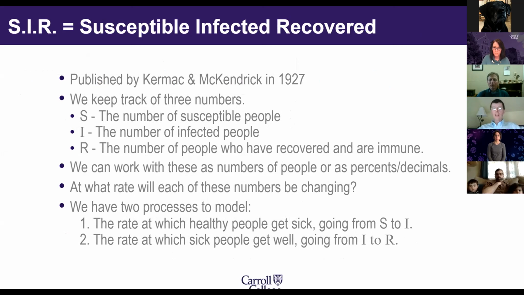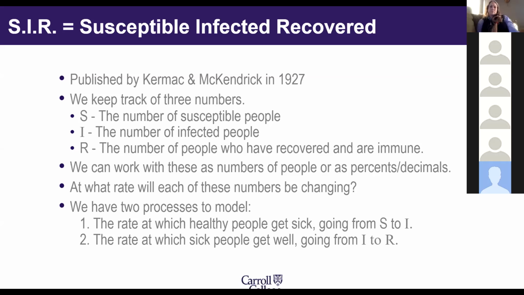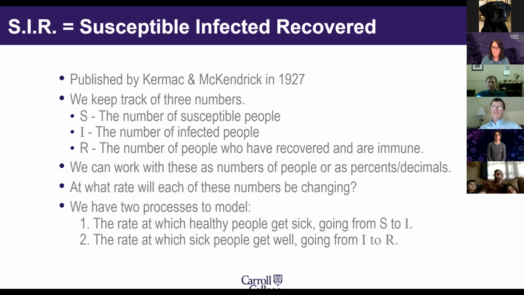This model was first published by a couple of Scottish researchers in 1927, and it has been used a lot. And again, the goal here isn't to predict exactly what happens. That's too hard. The world is big and messy and complicated, but perhaps we can gain some insight into what sorts of things are possible. So we take each person and we put them in one of these categories, and we can do this in terms of raw numbers of people or as percents or decimals. And then the real question is, well, how will these numbers change? How do we decide at what rate people are going to move from susceptible to infected, and then from infected to getting better, to recovered? So that kind of is the heart and soul of the model.